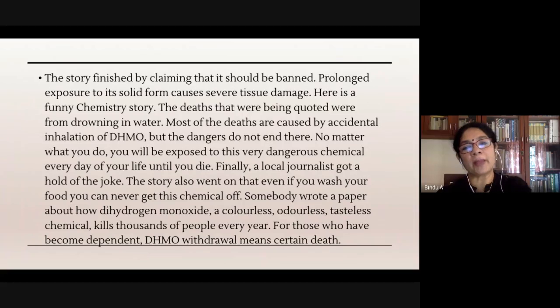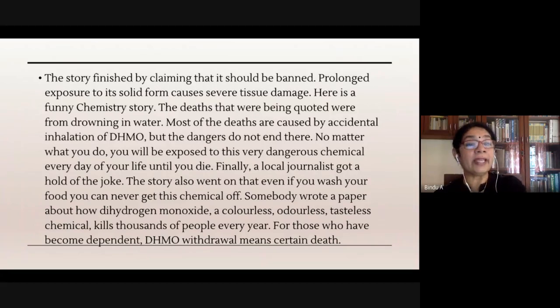The story finished by claiming that it should be banned. The story refers to a story that has already been mentioned. It is also a pronoun which means that something has been mentioned. So underline that, the story, it. Prolonged exposure to its solid form. Its. Underline that. Causes severe tissue damage.